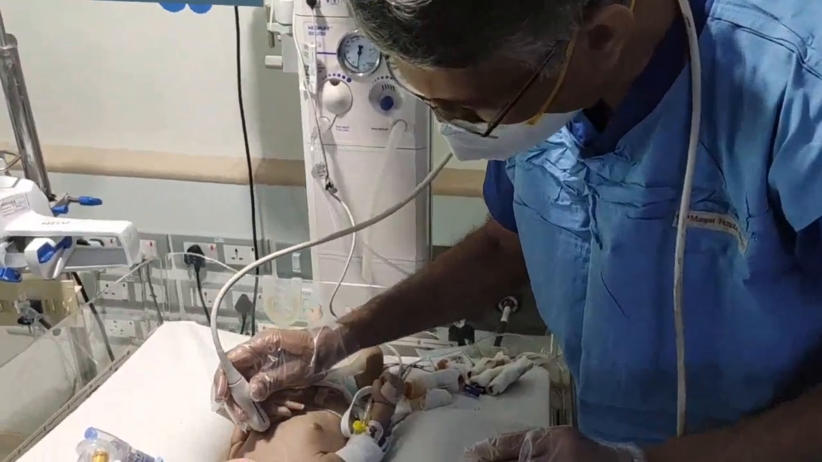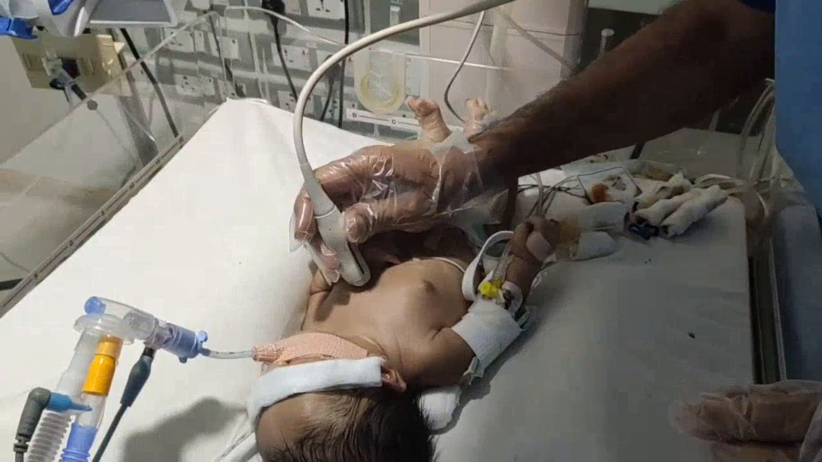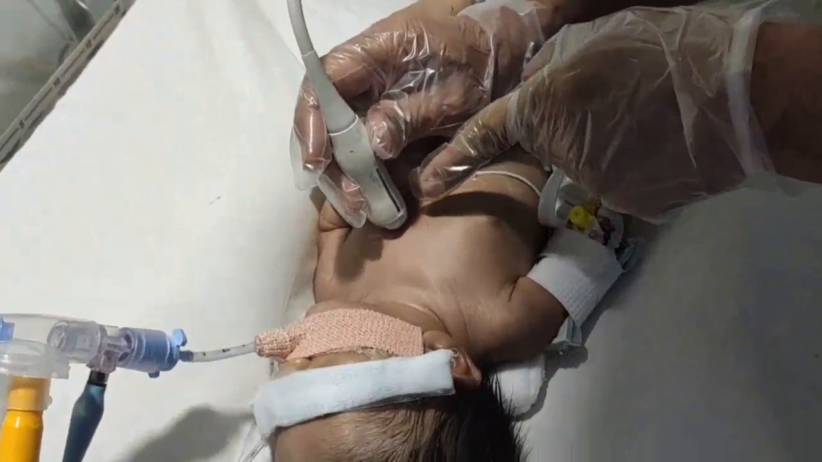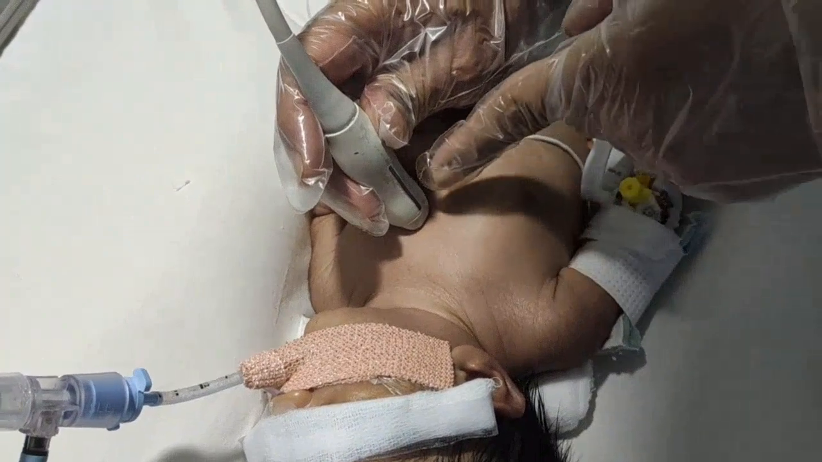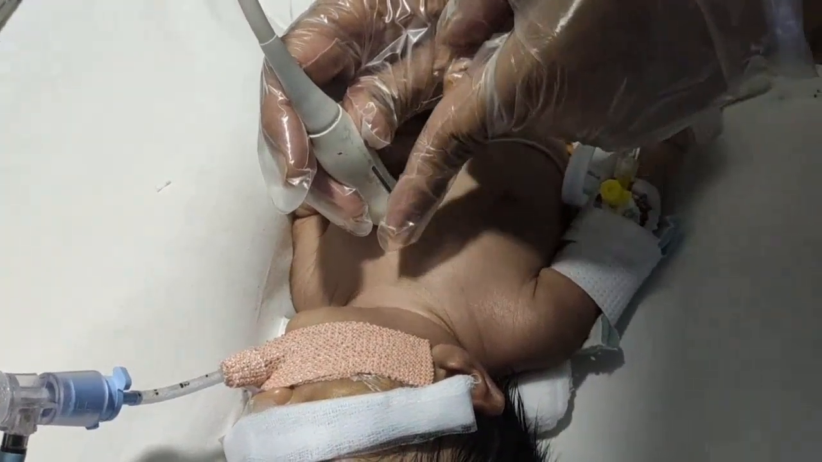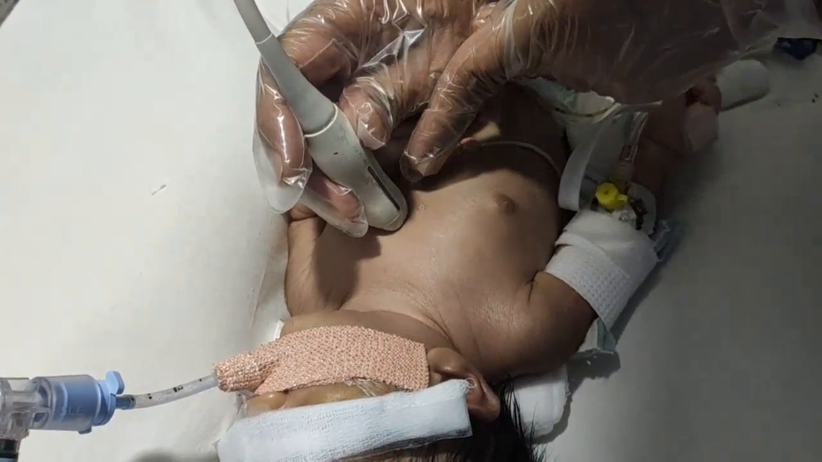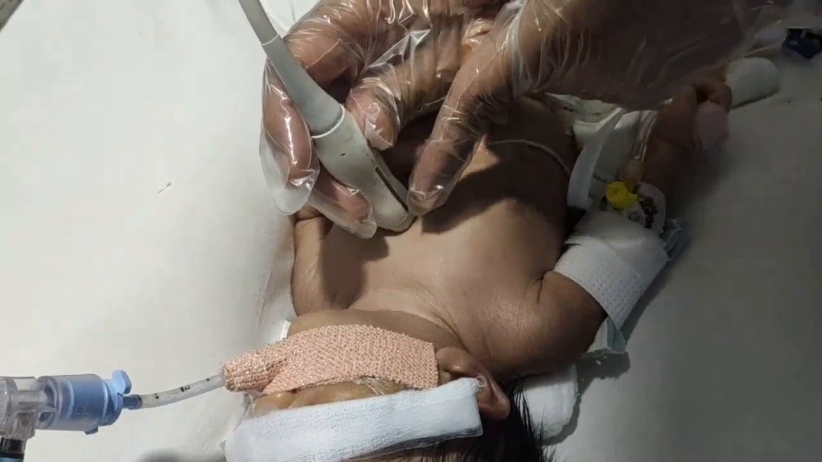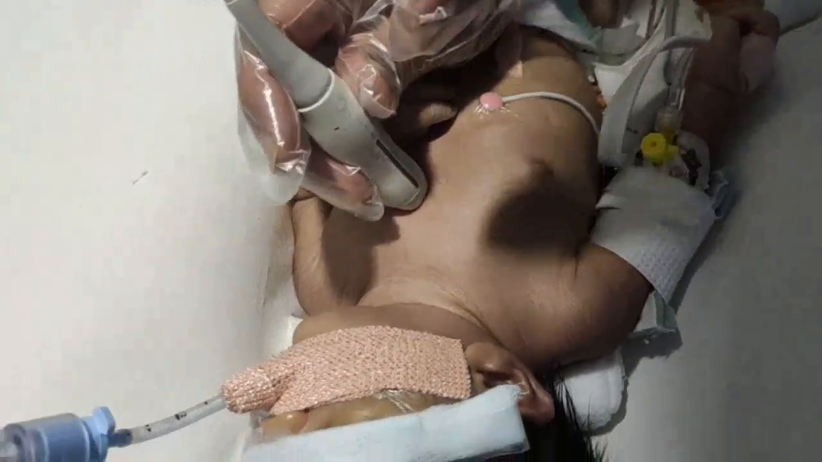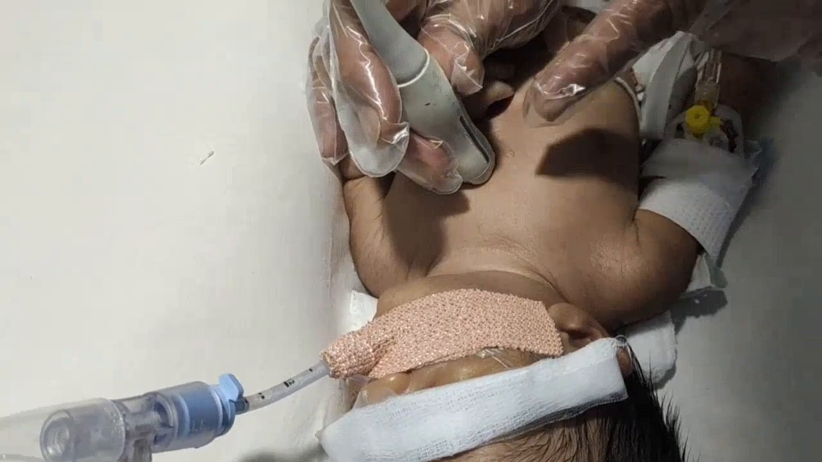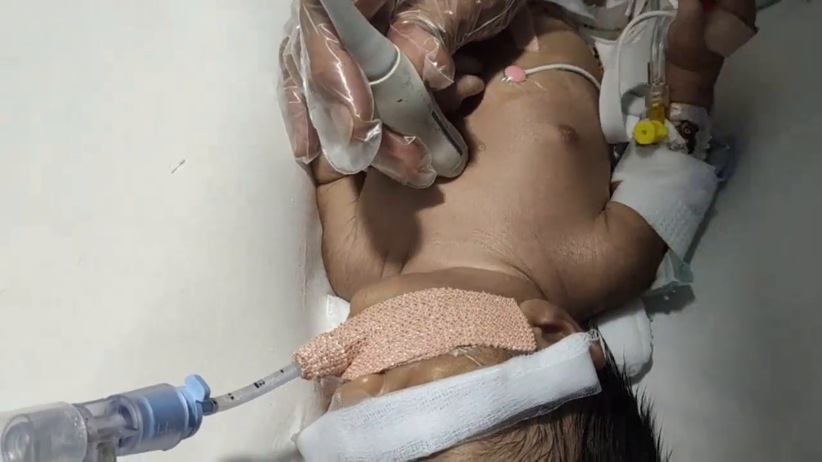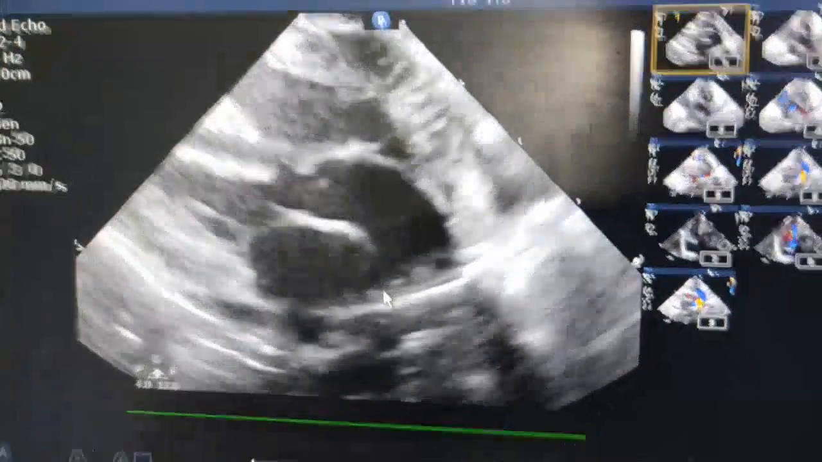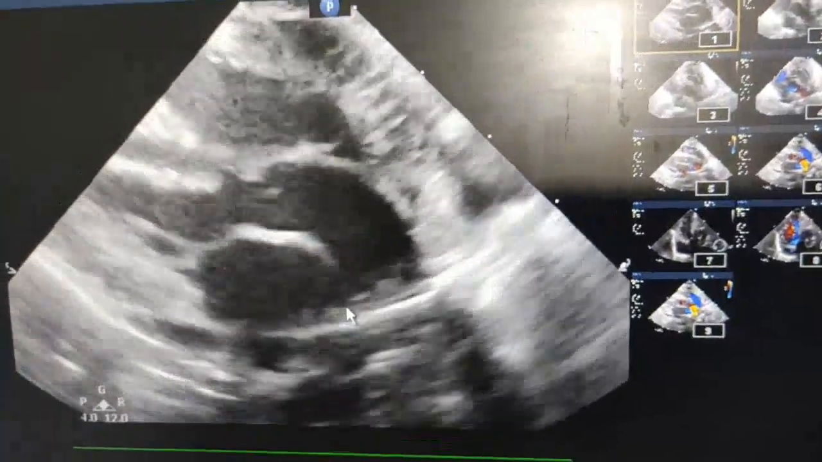This is how to keep the probe for parasternal long axis plane. Can you see this second to third intercostal space? And the marker is at the second intercostal space, parallel to the sternum on the left side, with the marker facing to the right shoulder joint. And now I'll show you.